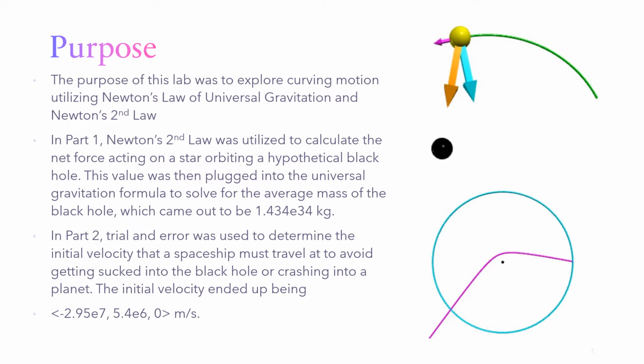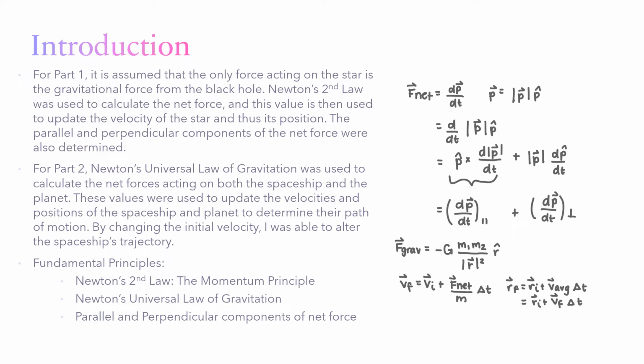second. For part 1, it is assumed that the only force acting on the star is the gravitational force of the black hole. Therefore, Newton's universal law of gravitation was used to calculate the net force, and this value was used to update the position and velocity of the star. The parallel and perpendicular components of the net force were also determined. As you can see, you can manipulate the equation for net force in order to get two different components, a parallel and perpendicular component. These components add to give you the total net force.